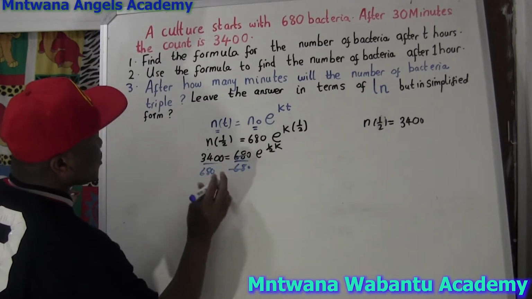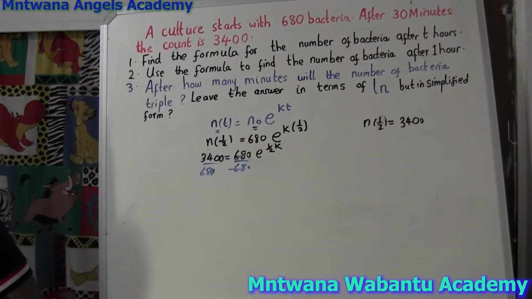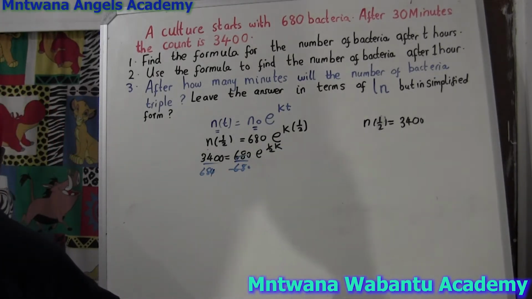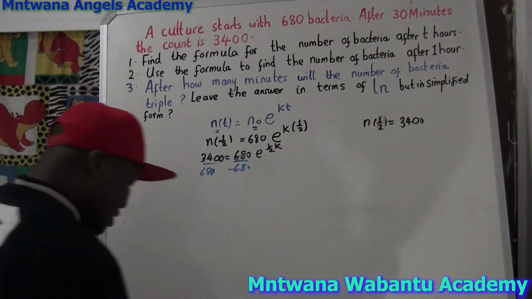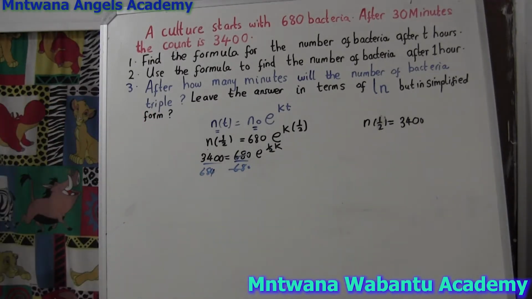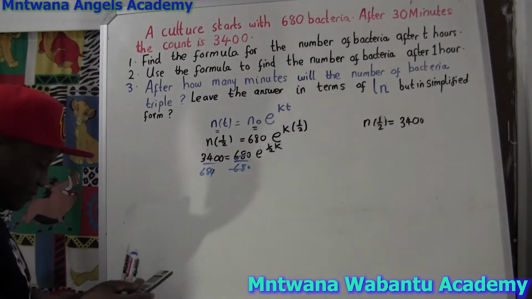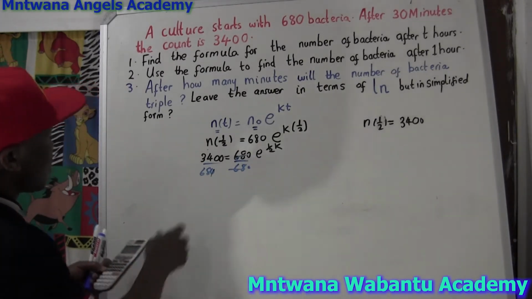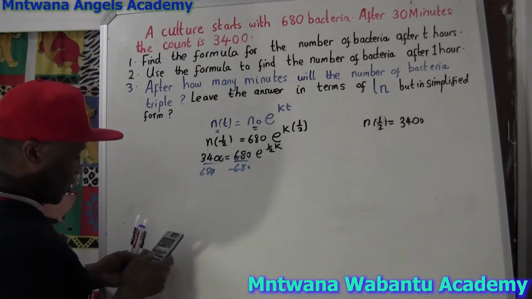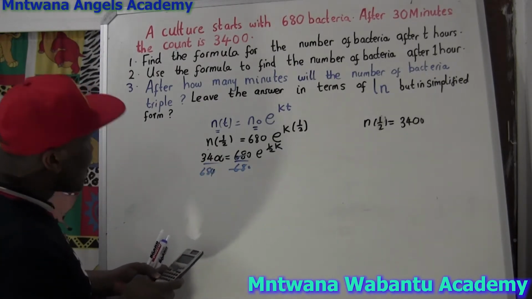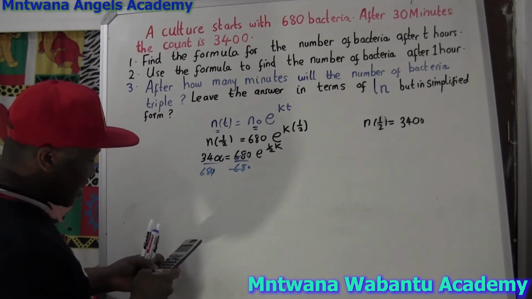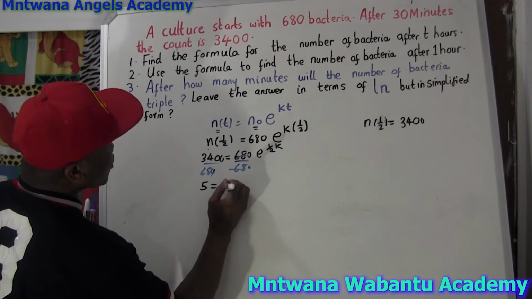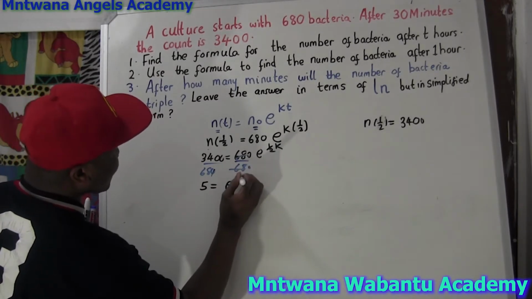Put it in the calculator. 34 divided by 680. I think it's going to give us 5 if I'm not mistaken. Or you can just divide by how it is, no problem. Divided by 680. Okay, so we get 5. So 5 equals e^(half k).